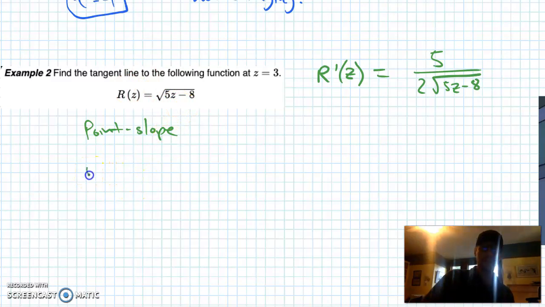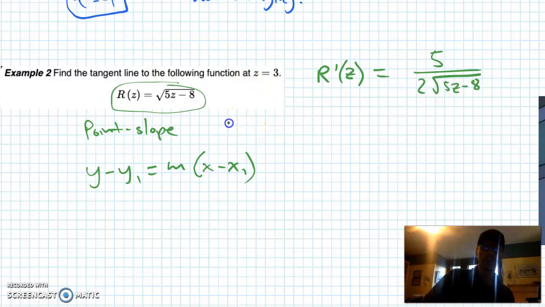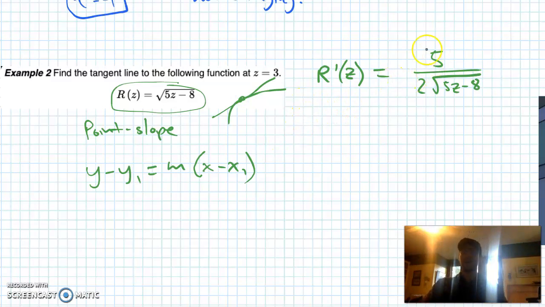So if you remember this, we get y minus y1 equals m times x minus x1. So I need an x-y relationship for the function to find the point it's passing through, which would be the one tangent point to the curve. Probably right there. That wasn't a perfect drawing, but you get my sense. I'm going to have to get the slope at that x value. That's not too bad because I'm just going to find r prime of 3, which will give me the slope of the tangent. R prime of 3 will be 5 over 2 times the square root of 15 minus 8.